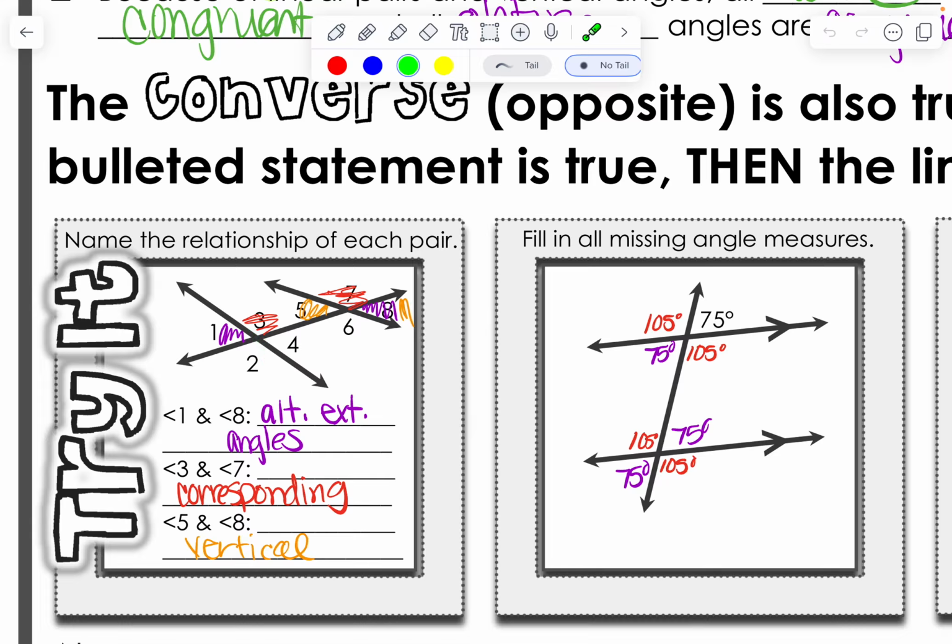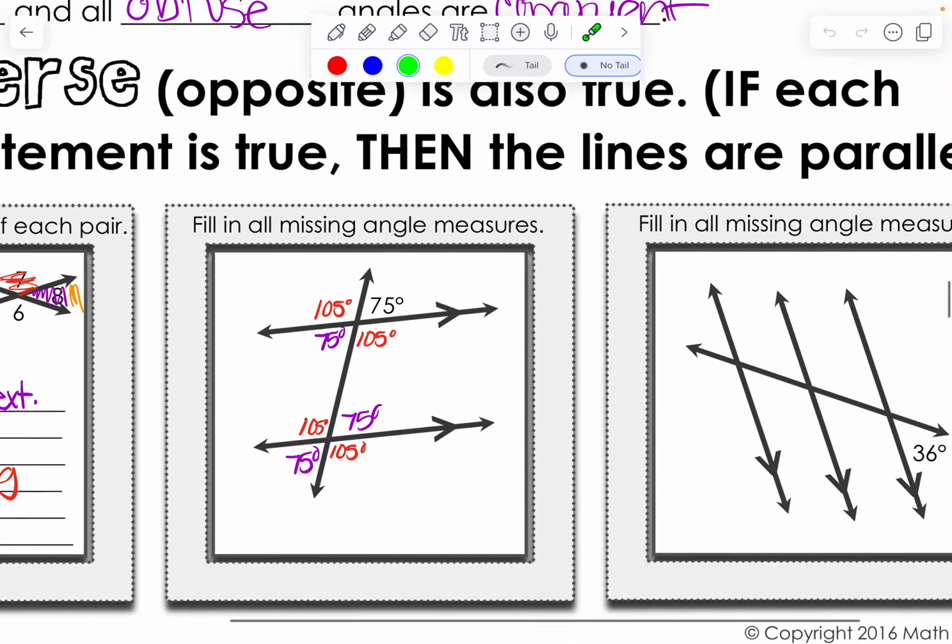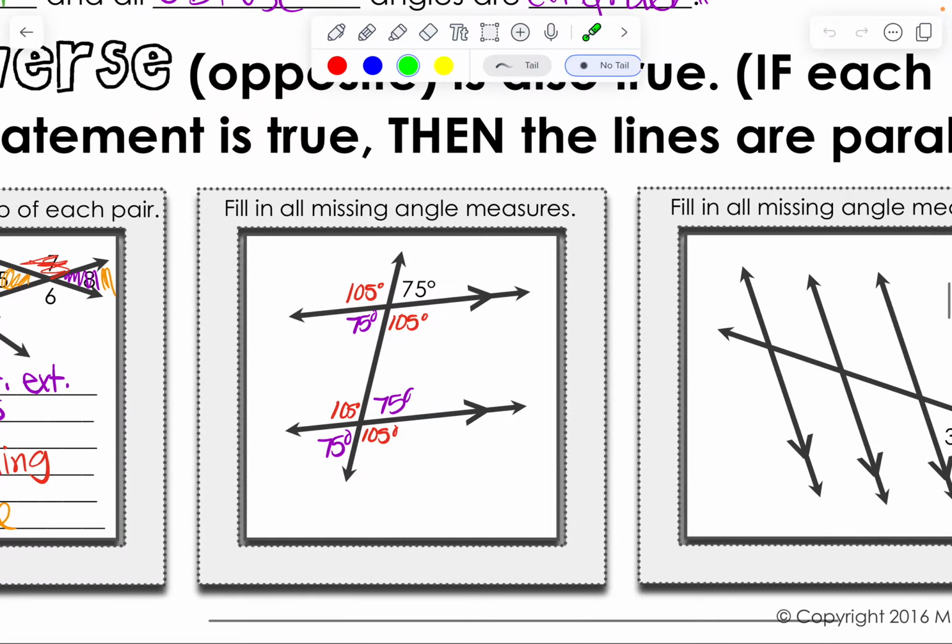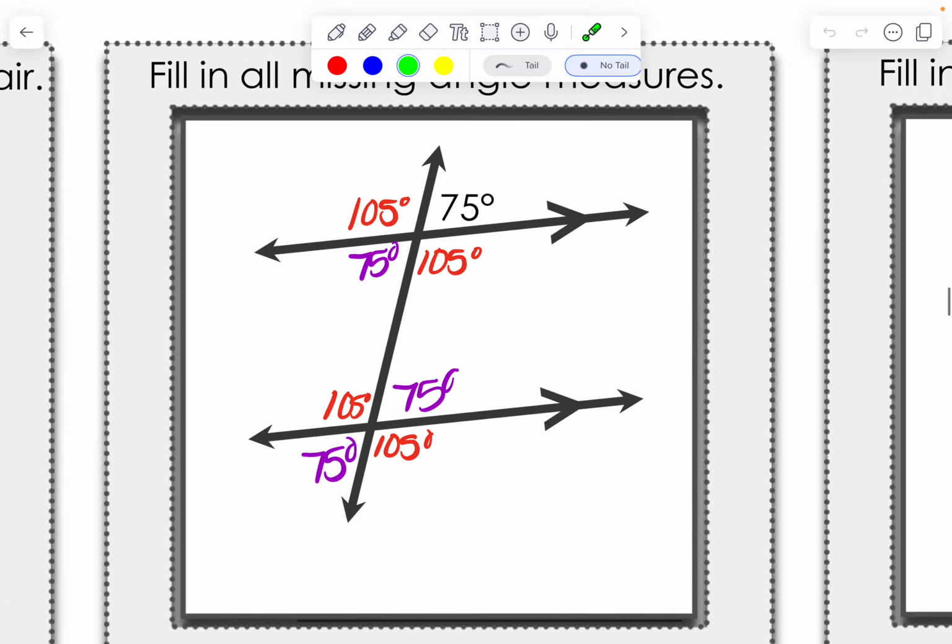Now when we get to solving for a missing angle measurement, that's where we're going to start using these different relationships. So here I know that this angle is 75 degrees. And these arrows tell me these two lines are parallel. So now I can start using my angle relationships to help me solve for all of these other angles, okay?